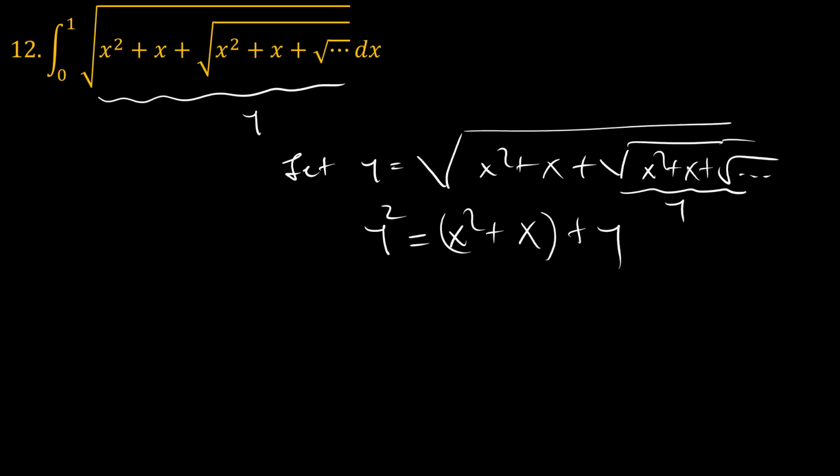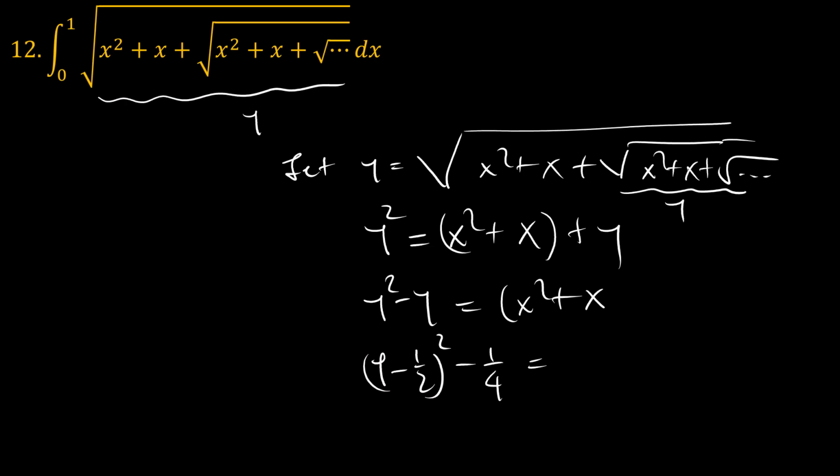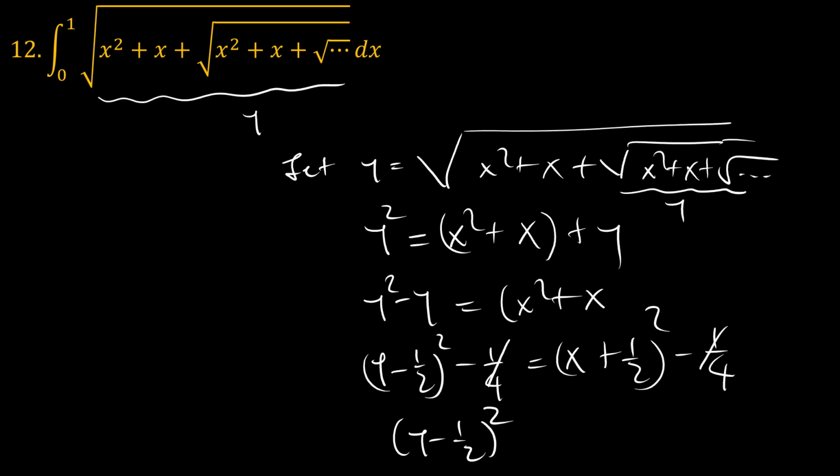So y squared minus y is equal to x squared plus x, and I could say that y minus a half squared minus a quarter is equal to x plus a half squared minus a quarter. And this cancels out. In other words, y squared is equal to, okay? So we've gotten ourselves there.